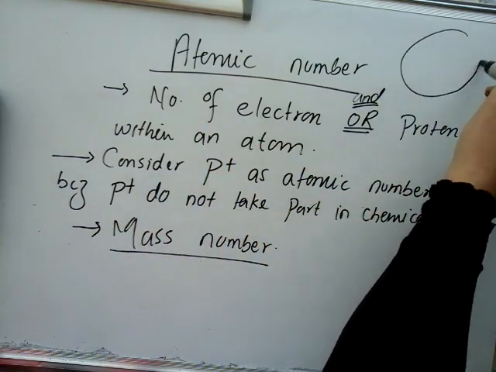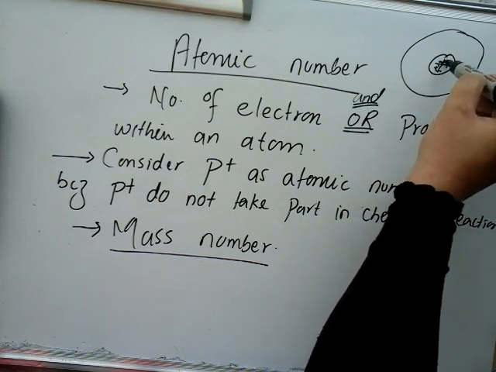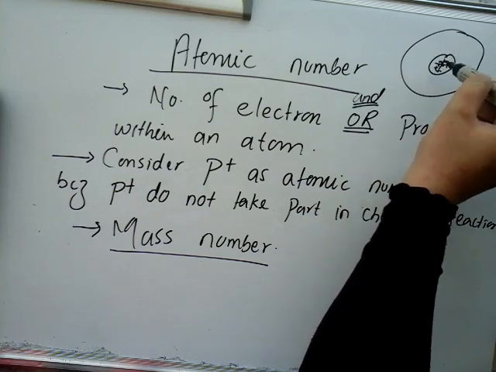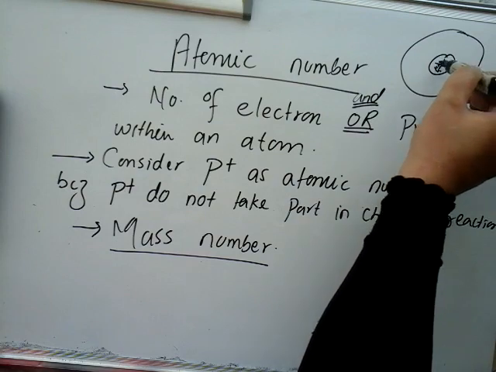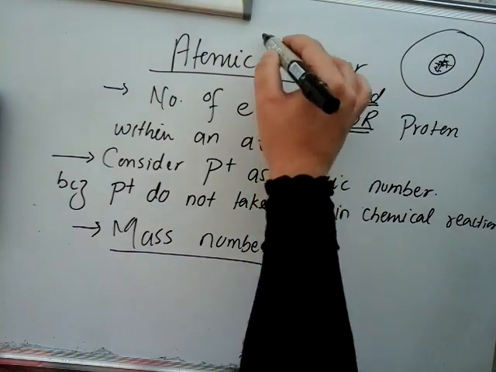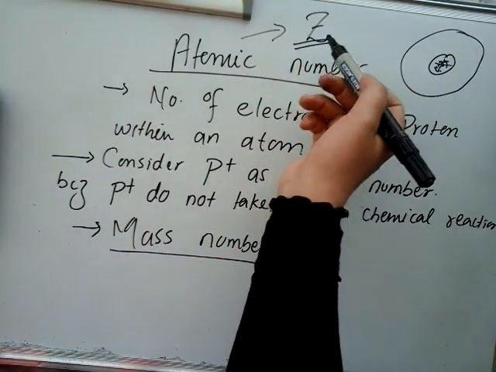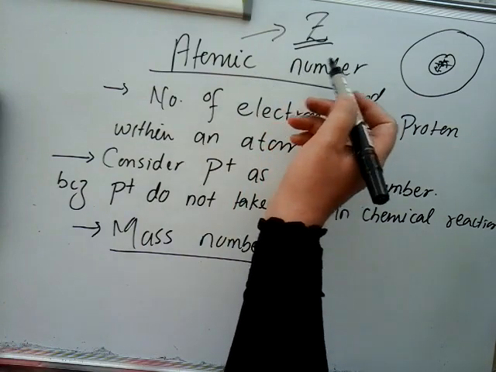Okay, this is atom, this is nucleus. So the proton will reside closely bounded with neutron inside the nucleus. So the number of proton is not going to change. So most of the time we consider atomic number as proton number of the atoms, and it is being denoted by the letter Z. Okay, this is being denoted by the symbol Z.